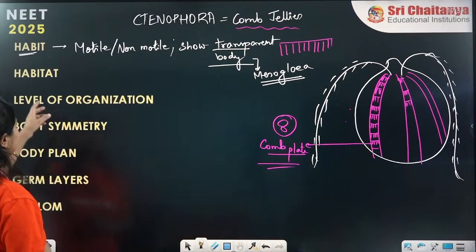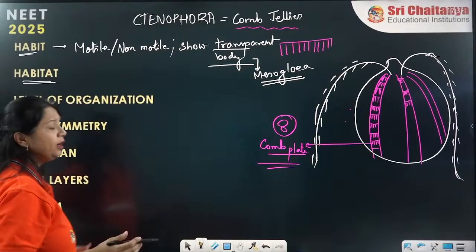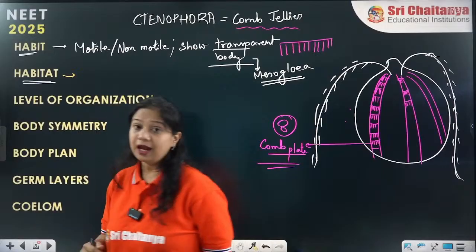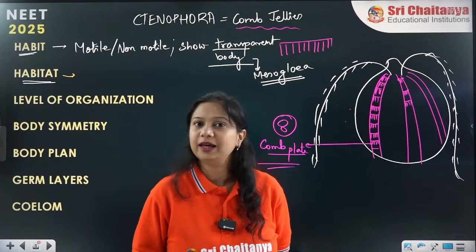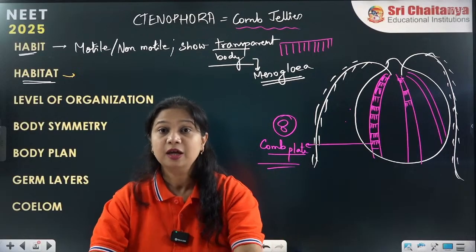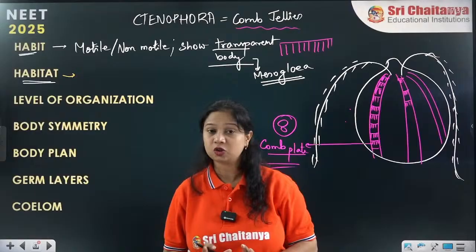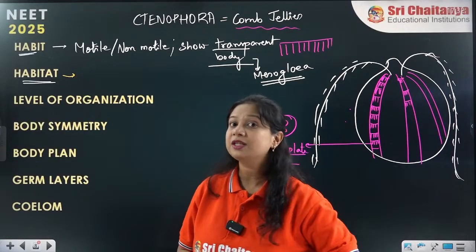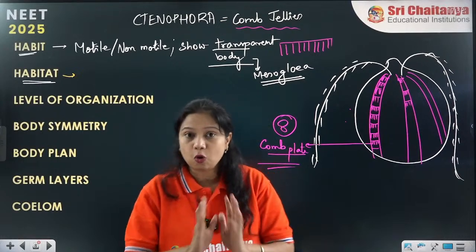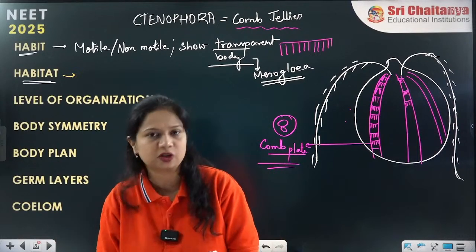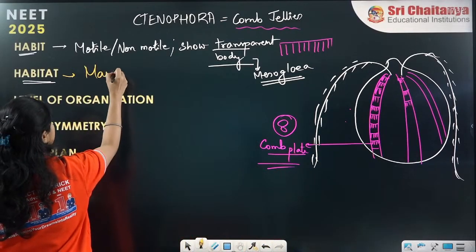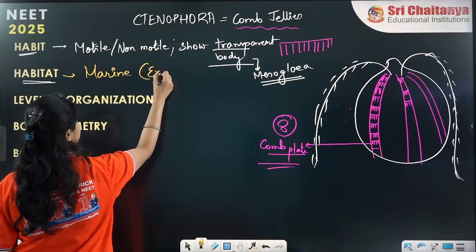Okay, now we are moving on to the habitat. Where do they live? The habitat of these organisms is aquatic, because they are primitive organisms. These aquatic organisms are exclusively found in sea water or oceanic water only. There are no members living in fresh water. So they are exclusively marine in nature.